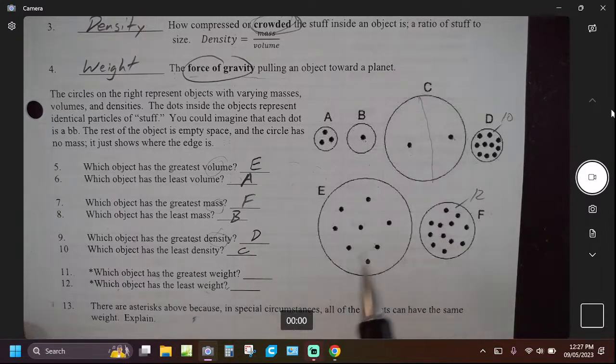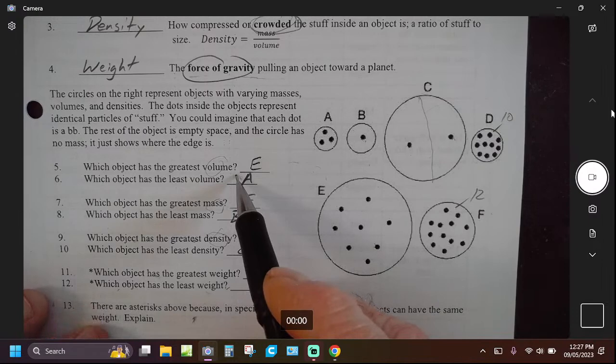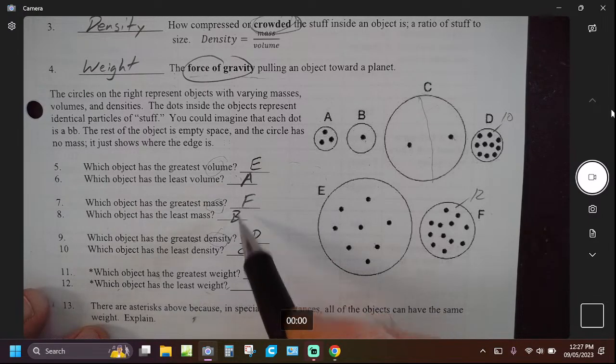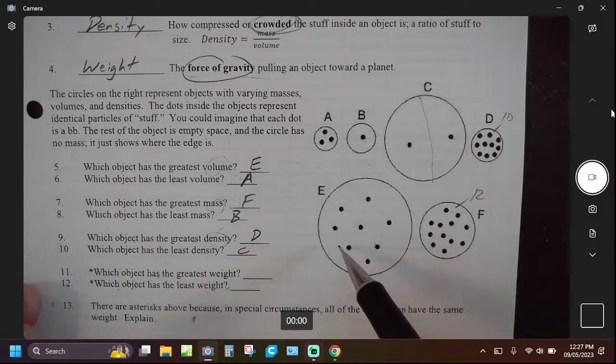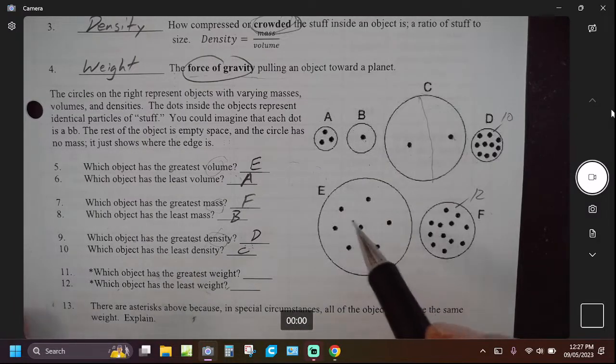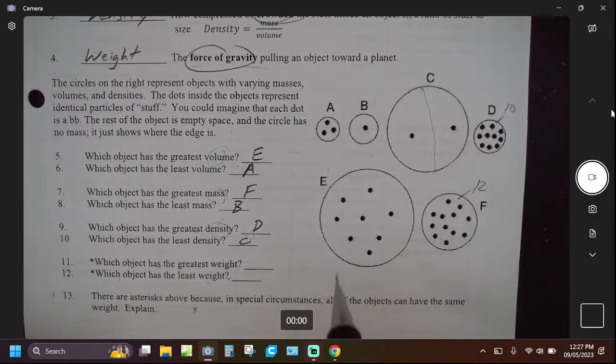So, anyway, what was the answer? What determines whether something sinks or floats? Is it how big it is, how much stuff is in it, or how crowded the stuff is inside? How crowded the stuff is. Density. Density determines whether things sink or float. That's a super important thing to remember, and we'll use that a lot.